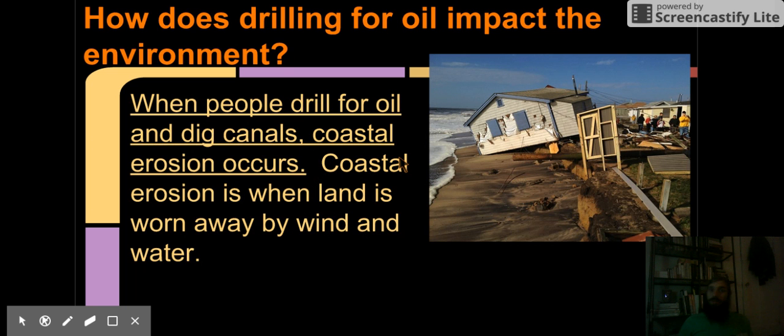How does drilling for oil impact the environment? When people drill for oil and dig canals, coastal erosion occurs. And coastal erosion is when land is worn away by wind and water. And drilling for oil can speed up this process. We're going to talk more about coastal erosion tomorrow. Don't worry about that too much yet.